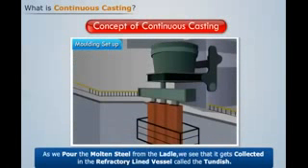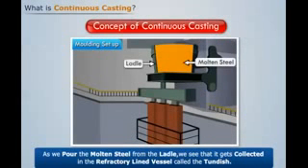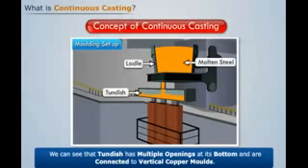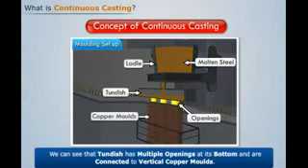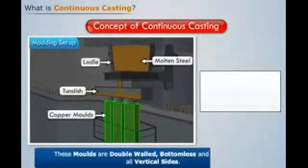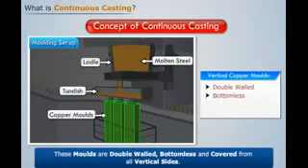As we pour the molten steel from the ladle, we see that it gets collected in the refractory-lined vessel called the tundish. We can see that the tundish has multiple openings at its bottom and they are connected to vertical copper molds. These molds are double-walled, bottomless and covered from all the vertical sides.